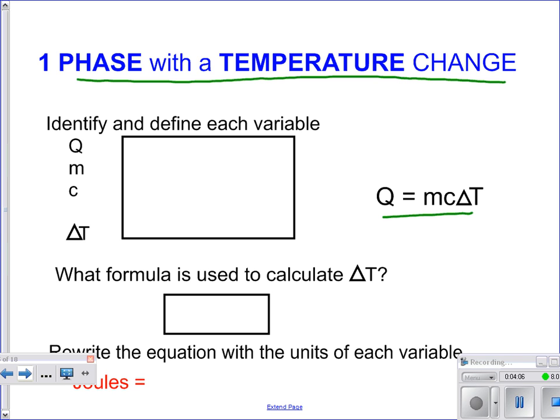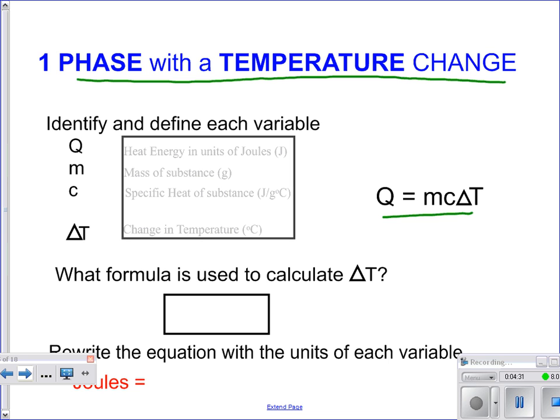And then we can look at what these variables stand for. So you've got a place to write this down. Q is going to be your energy, and it's going to be energy as heat. M, what do you think M stands for? Let me ask you that first. It is mass, because what would have more heat energy? A teacup of boiling water or a swimming pool of boiling water? The swimming pool, because it's got more mass to it.